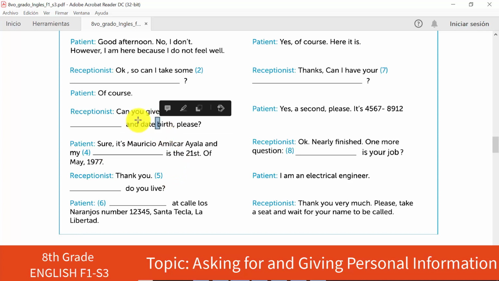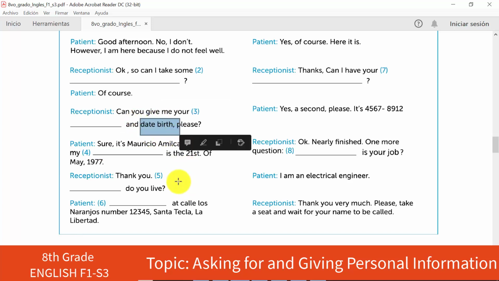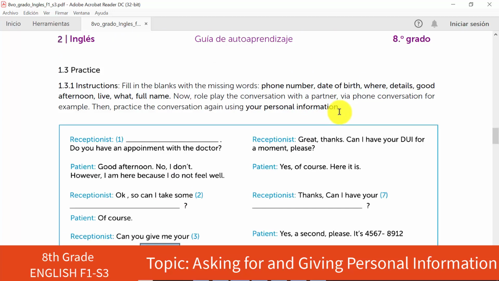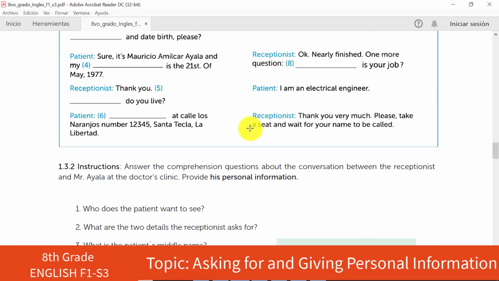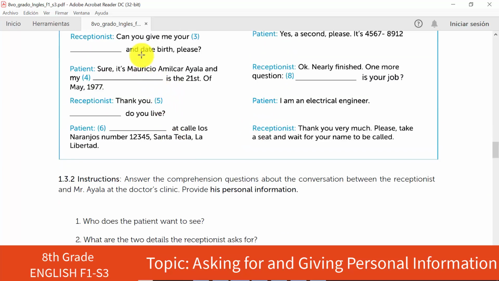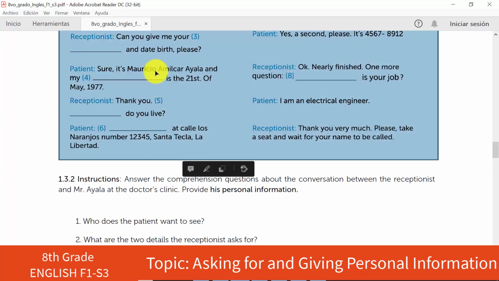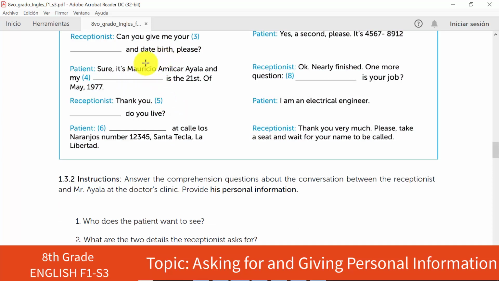Birth, date, birth. Fecha de nacimiento. ¿Ok? A ver si hay alguna fecha de nacimiento aquí. Aquí está, mire. Date of birth. Ahí está, ve. Date of birth. Que es lo mismo que aparece aquí arriba, se fija. Entonces, la respuesta y la pregunta siempre se parecen. ¿Ok? Next. Receptionist. Thank you.